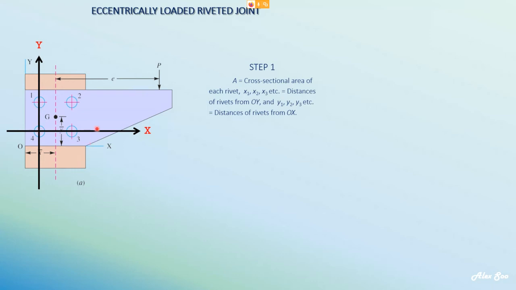So that is your step 1. Get the diagram drawn, label the rivets, and make sure you have the applied force and the eccentricity. Put the initial estimation of where the center of gravity G should be. Then draw your reference axes x and y. X should be going through rivets 3 and 4, and y should be going through rivets 1 and 4. Then you apply the formula.